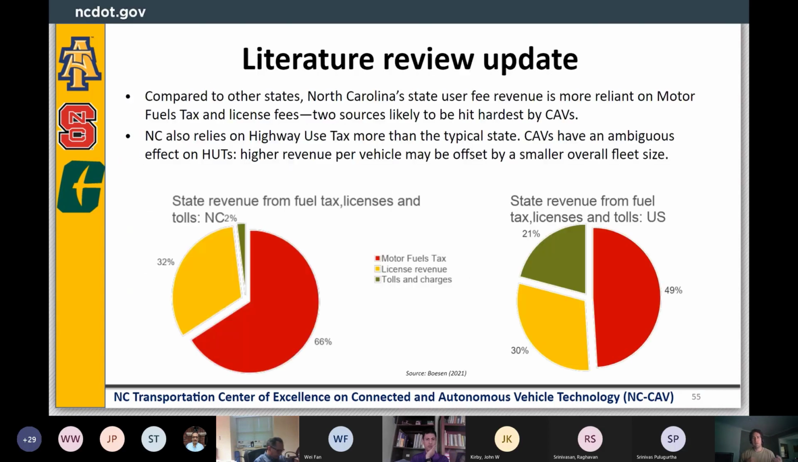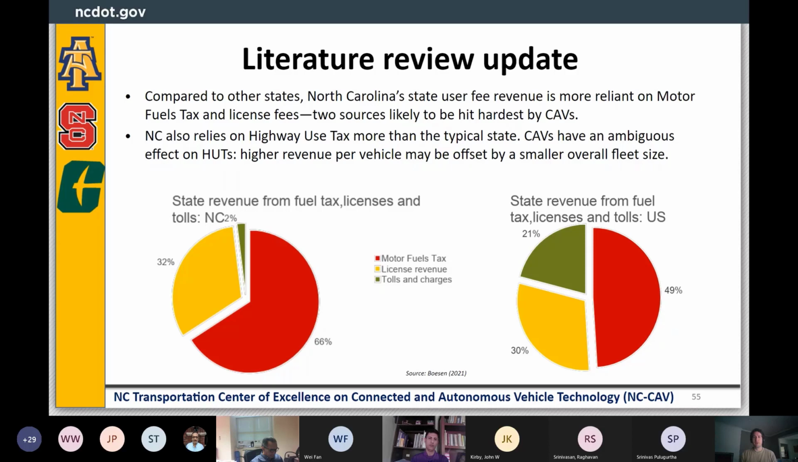On the next slide, we'll see a comparison between, in these pie charts, North Carolina on the left, the US on the right. And we do see that North Carolina's user fee revenue is more reliant on motor fuels tax and license fees than the average state. Traditionally, I think this has been a great thing. We like, from an economic perspective, to have the people using a facility, people who benefit from a facility, also pay for that facility. And so traditionally, as we know, the motor fuels taxes and license fees are pretty good user fees from that perspective.